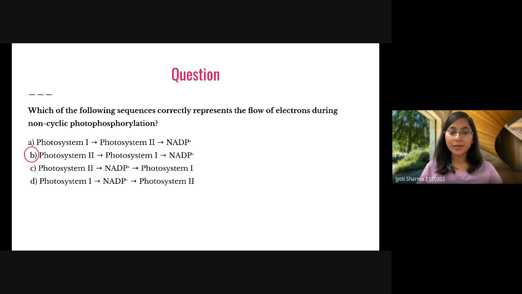Okay, so the answer is, firstly we had photosystem 2. The water splitting will happen in photosystem 2. Then the released electron will go to photosystem 1, where there will be the excitation of this electron, and then this electron will ultimately be used to convert an ADP to an ADPH. So this is the right sequence: photosystem 2 to photosystem 1 to an ADPH. Ultimately, electron will be used.